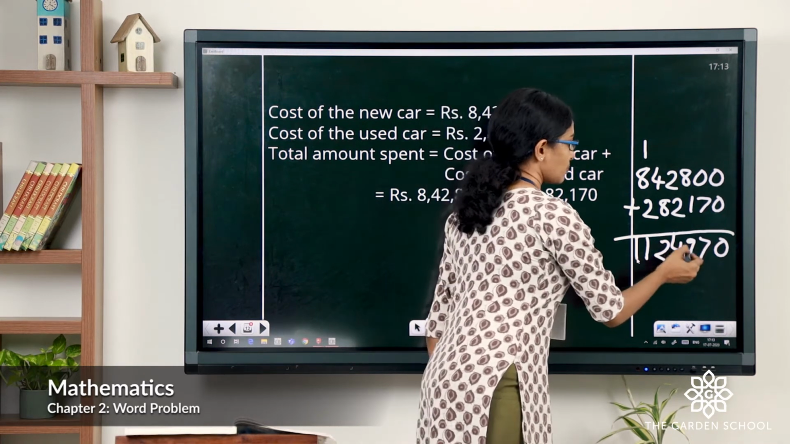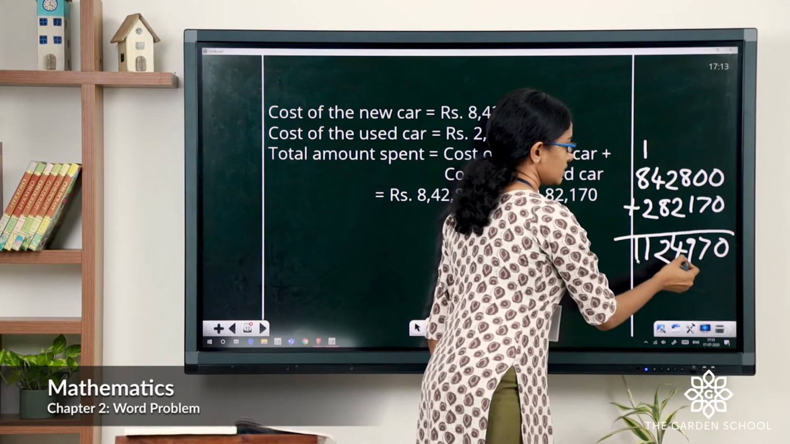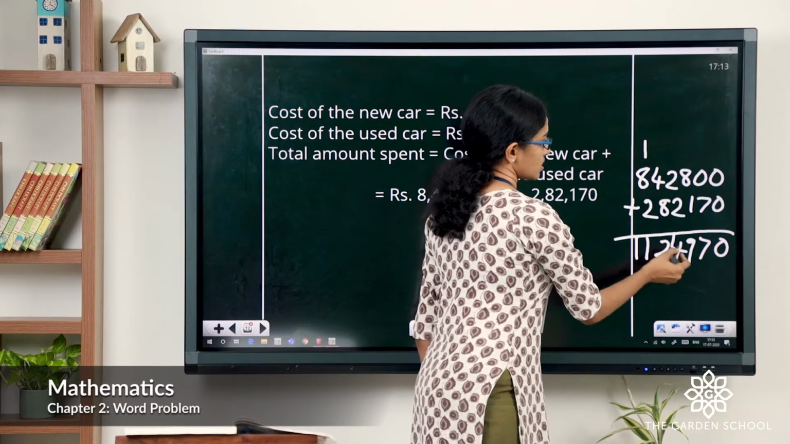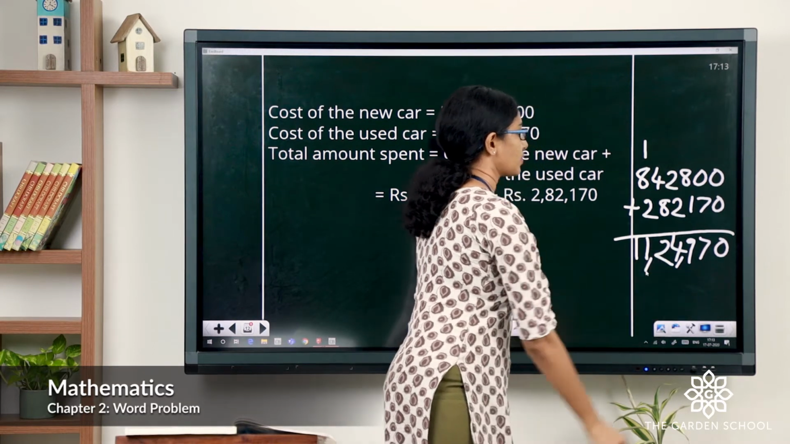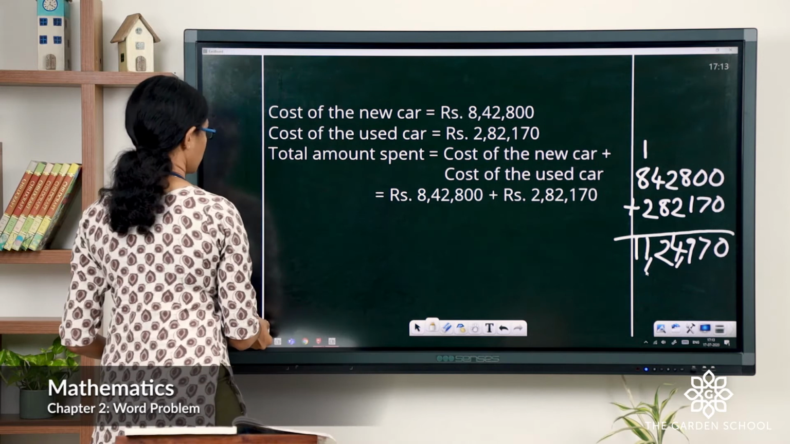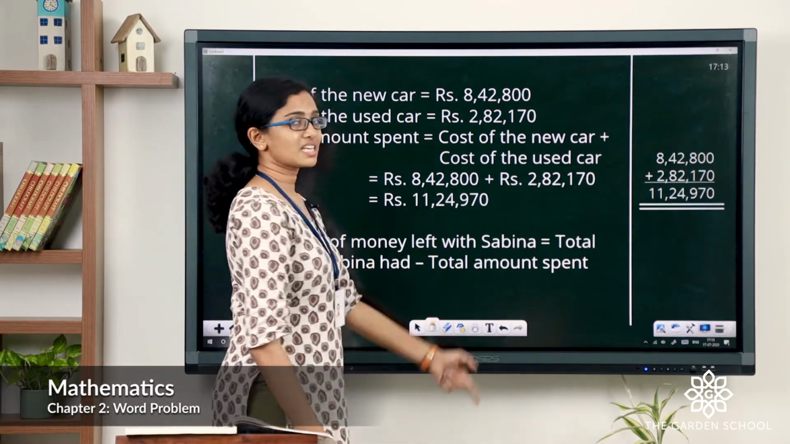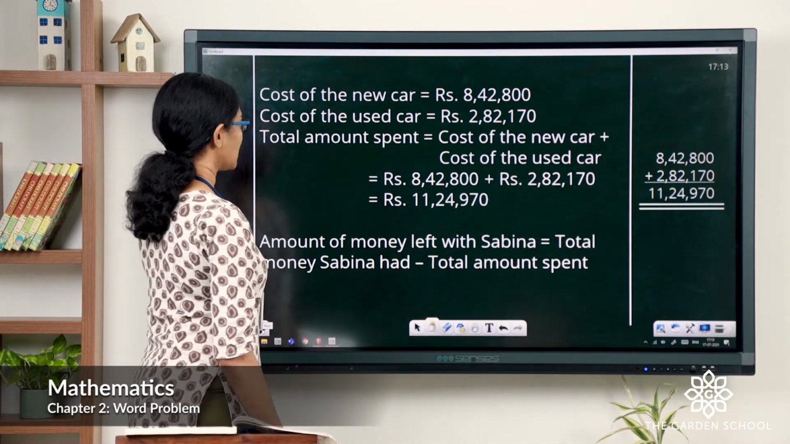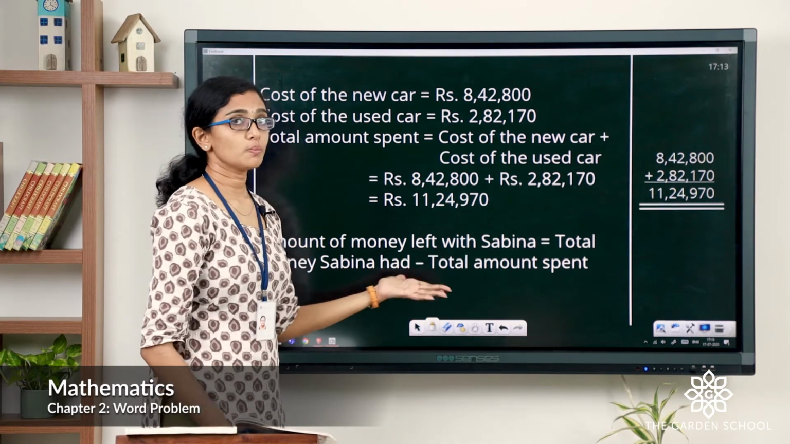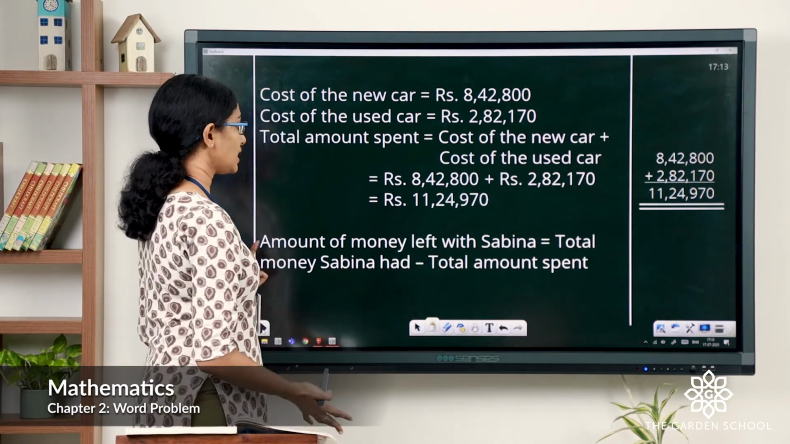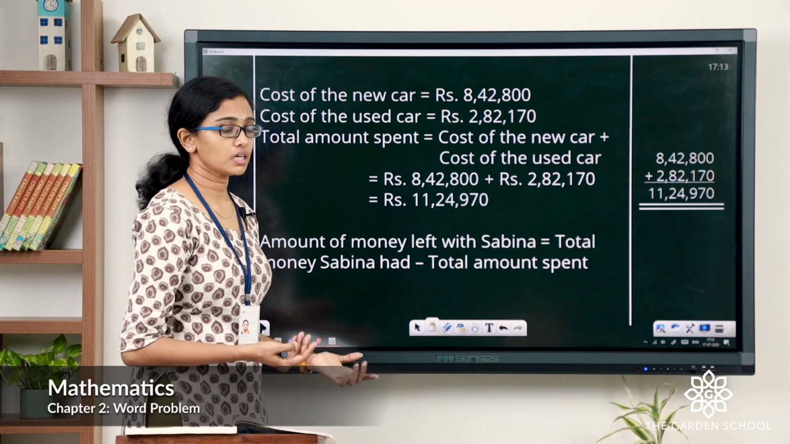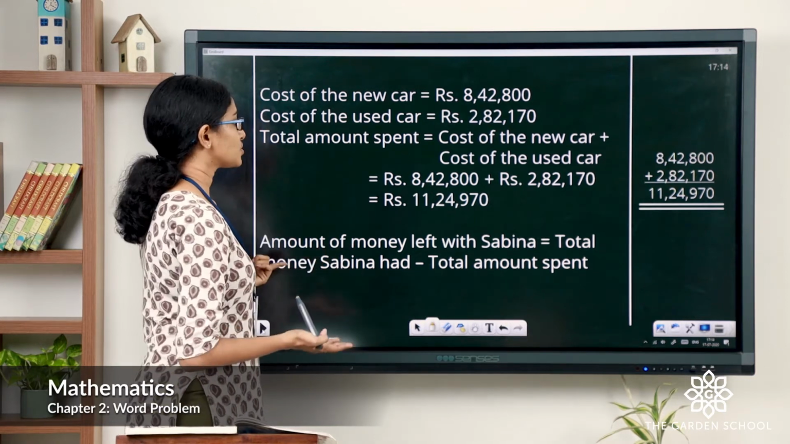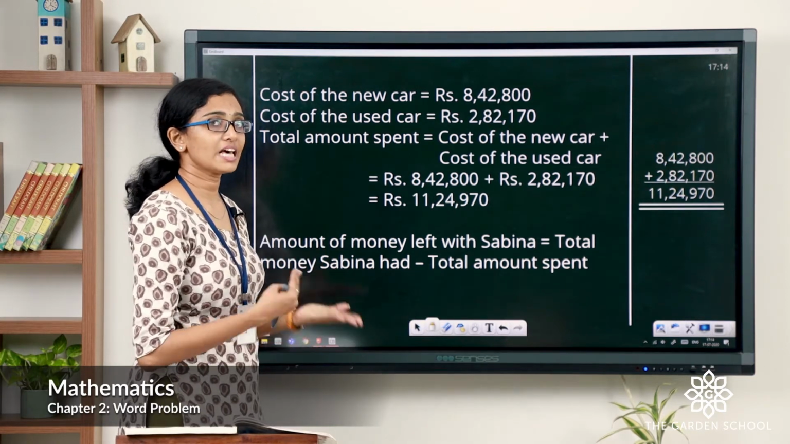Now let's separate the periods. Ones, tens, hundreds, comma, thousands, 10,000s, comma. There you have 11,24,970. That's the total amount that Sabina spent to buy the cars. Now, she had rupees 15 lakh with her. In the question, we are asked to find out how much amount is left with her.